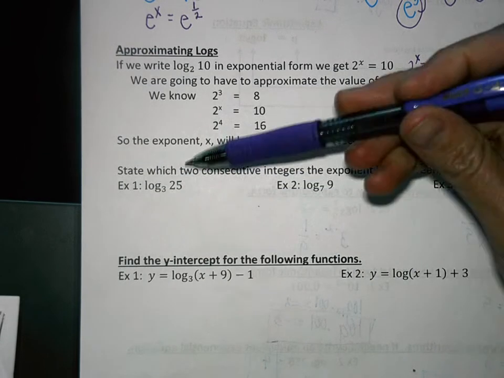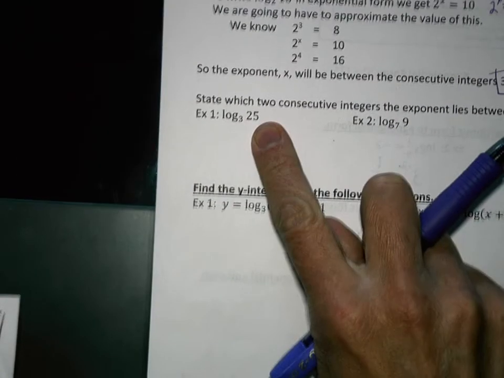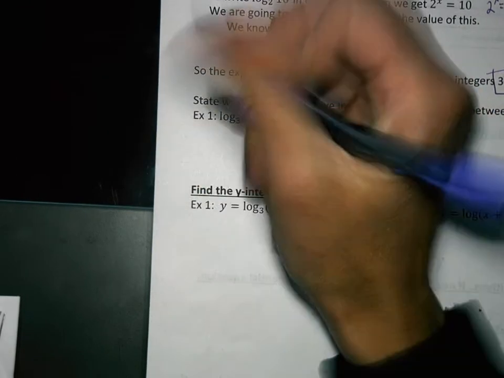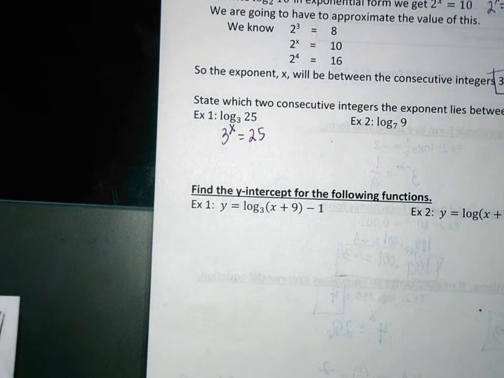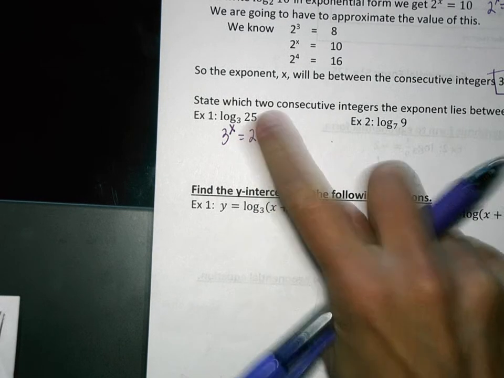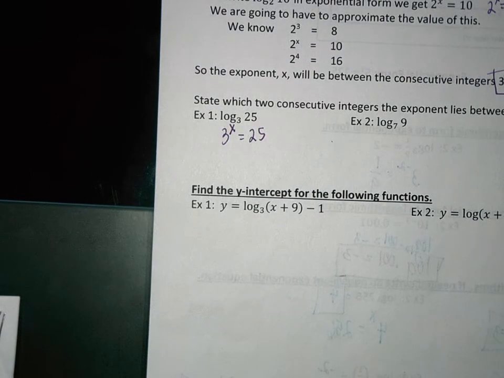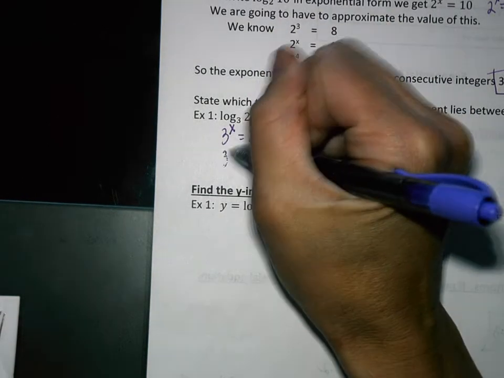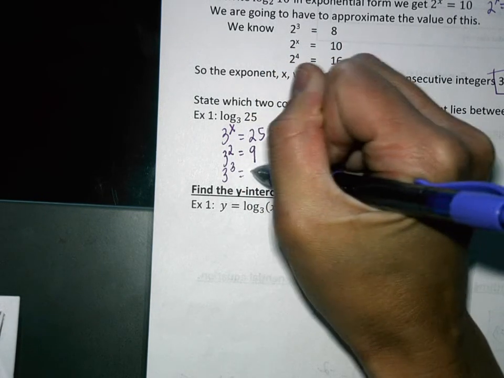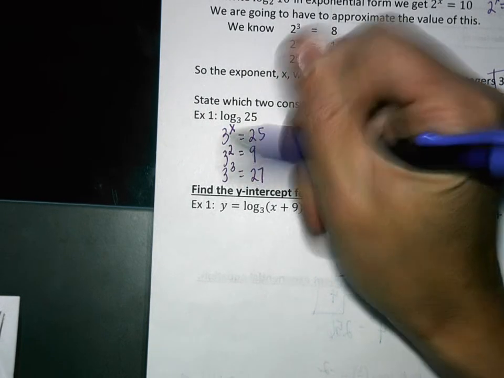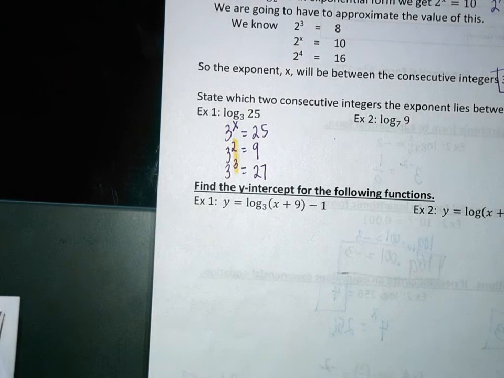So here, state which two consecutive integers the exponent lies between. If we write this in exponential form, this is stating 3 to what power equals 25. So we can't have a power here that totally equals 25. So we're going to write down the two numbers that it's in between. We know that 3 to the second power is 9. We know that 3 to the third power is 27. Right here you can see that we've gone past where the 25 mark is. So that means that my answer has to be between 2 and 3.